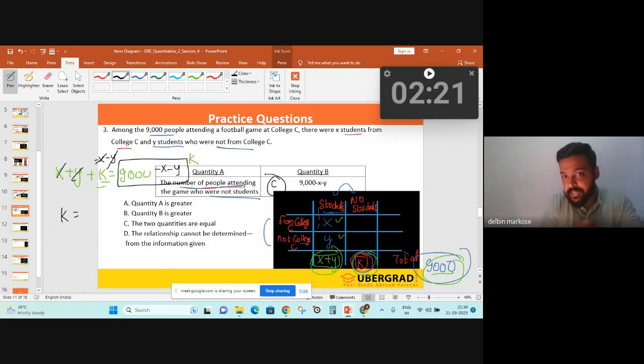Both the quantities are equal. That will be C. Is this explanation clear to everyone? Please confirm it.